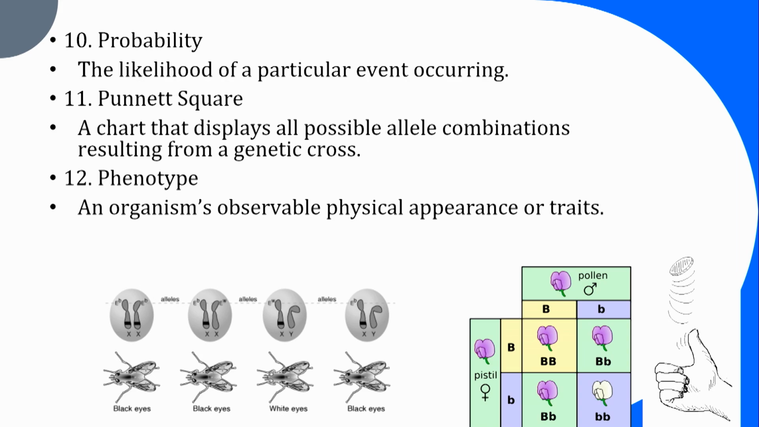So the next one here, 12, is phenotype. A phenotype is an organism's observable physical appearance or traits. So to figure out someone's phenotype, all you have to do is look at them. Because if you look at them, you can see their physical appearance. That person might be tall or have dark skin or have dark hair. All of those things that you can see is called the phenotype. And how I remember this is phenotype and physical both have that same start of the word, right? That PH. So the phenotype is the physical appearance.